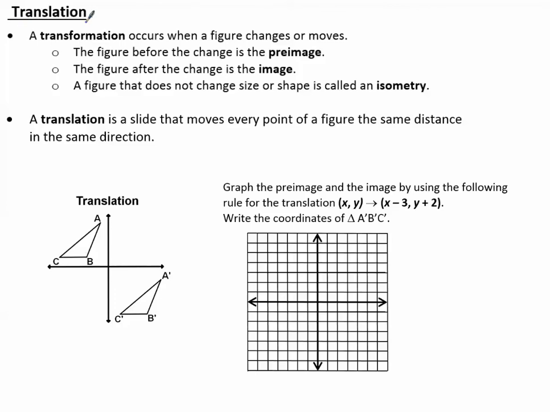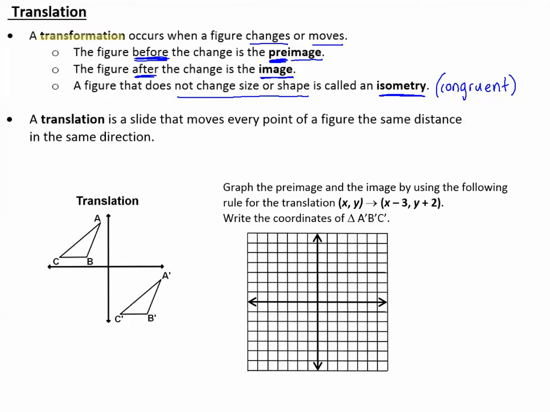We'll start with translation, but first let's talk about what a transformation is. A transformation occurs when a figure changes or moves. The figure before the change is called the pre-image. Pre means before. The figure after the change is the image. A figure that does not change size or shape is called an isometry. Does not change size or shape. So it creates a congruent figure.